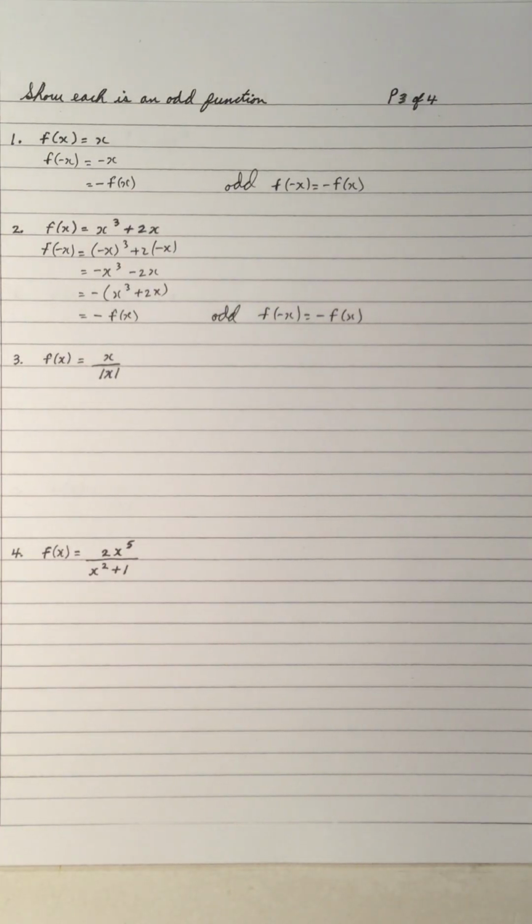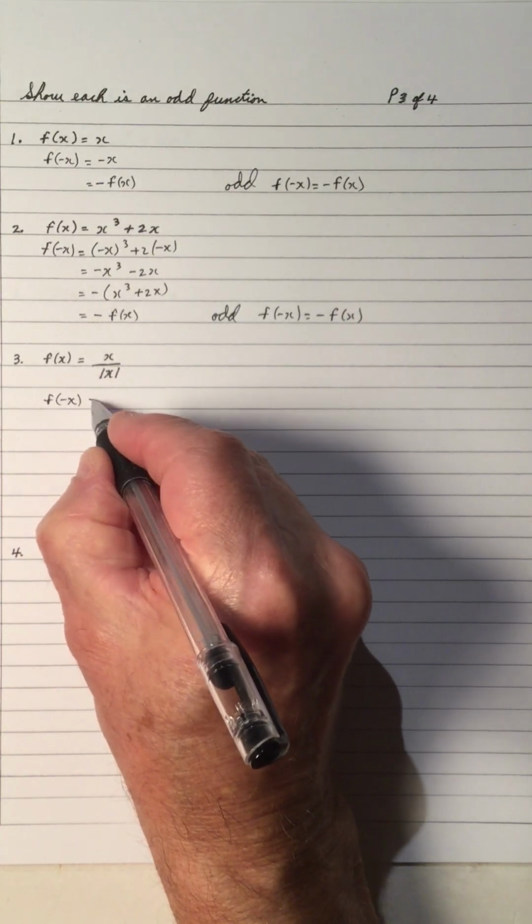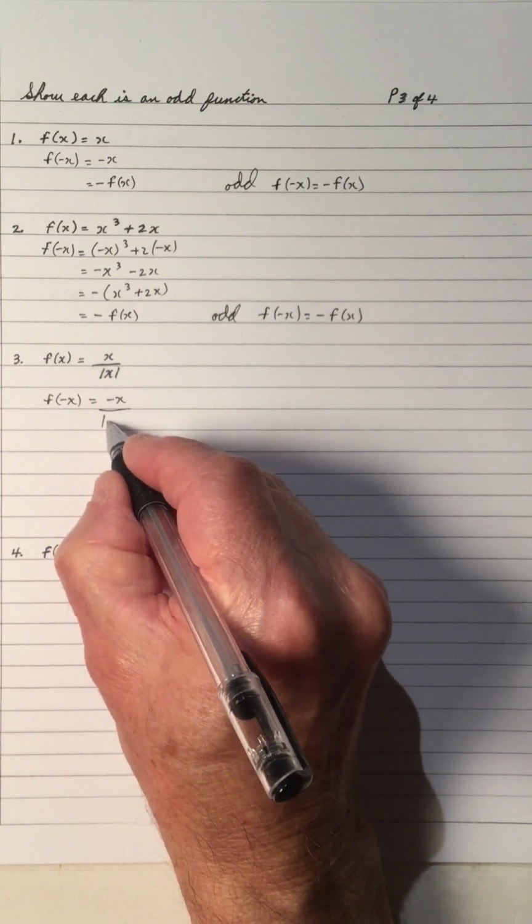And let's do another one, number 3. The f of negative x. So there's x, let's put a negative x. And we have the absolute value of negative x.